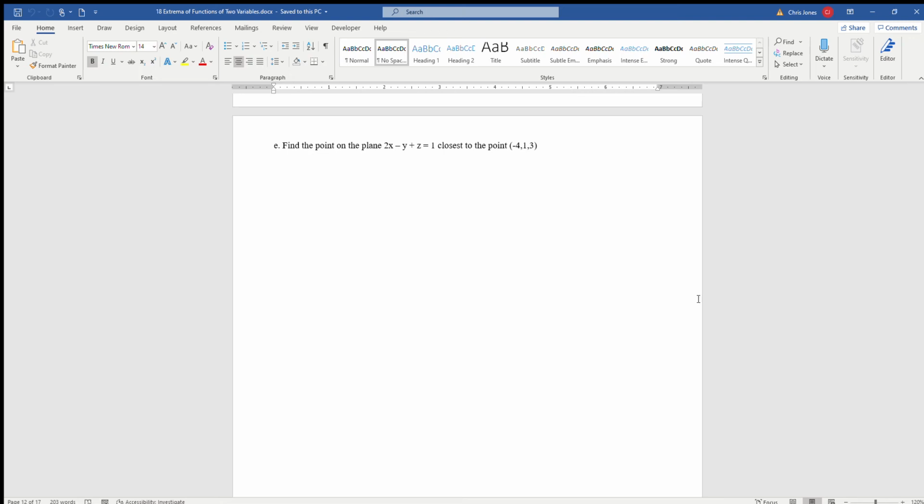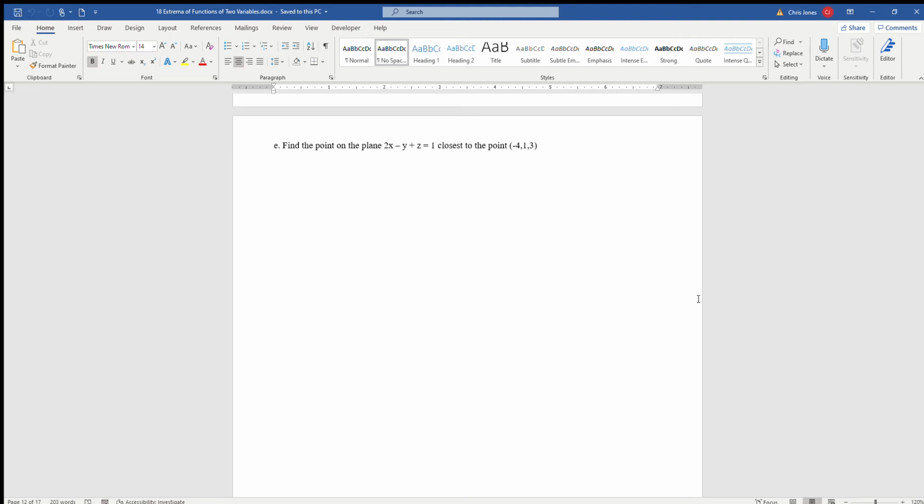So another example of being able to use the critical value method to apply the derivative is in the shortest distance type of problem. So we have a plane, 2x minus y plus z equals 1, and we want to find whatever point on that plane is closest to the point (-4, 1, 3). This is actually a problem that we did earlier in the course with a formula. Let's see how we can utilize a derivative to figure this out.